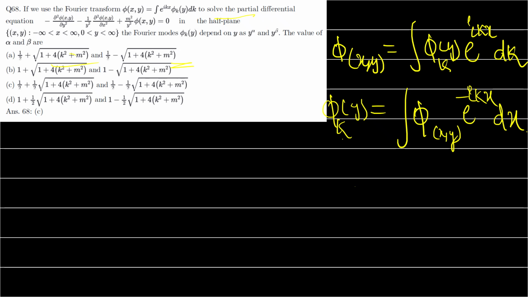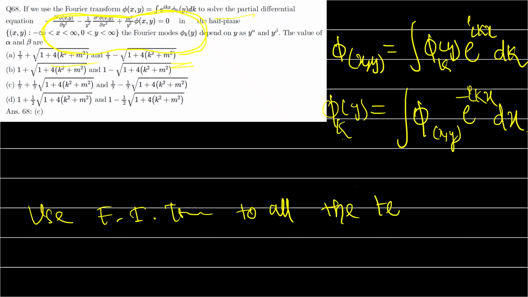So for that, first take all the terms of this differential equation and integrate with respect to x using the Fourier transform. So the first step is to integrate, or you can say use the Fourier inverse transform, on all the terms of the differential equation. Now let's apply the Fourier transform to all terms.